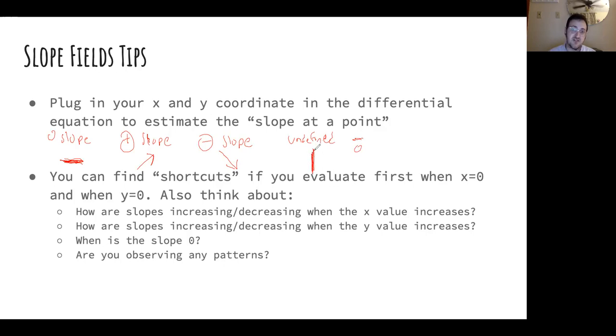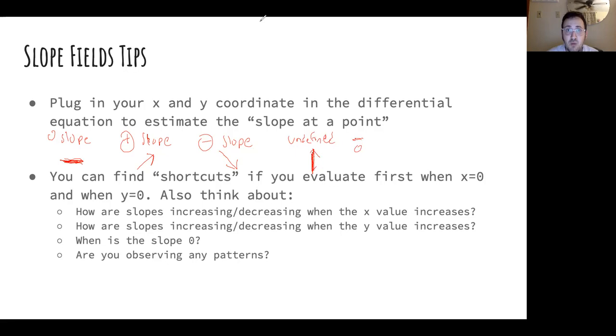And that would be kind of like your vertical line. And I always suggest, to make the process a little bit shorter, you could be thinking about questions like, how are the slopes increasing or decreasing when the x value increases? How are the slopes increasing and decreasing when the y value increases? When is that slope going to equal 0? And are you observing any other patterns?